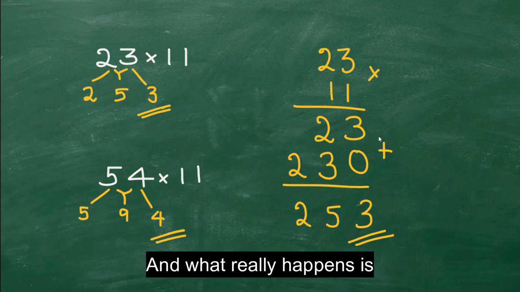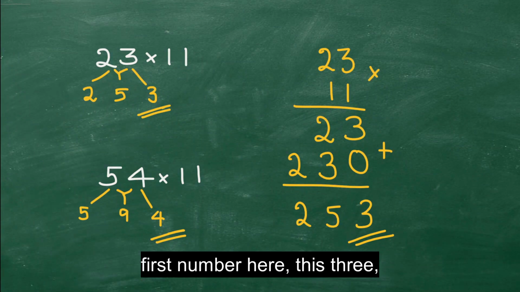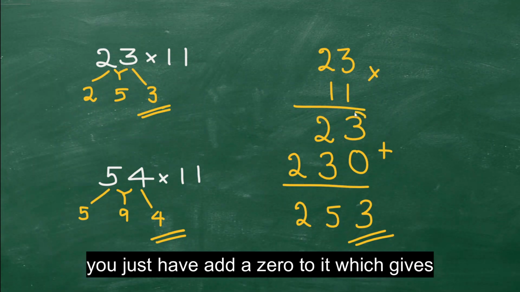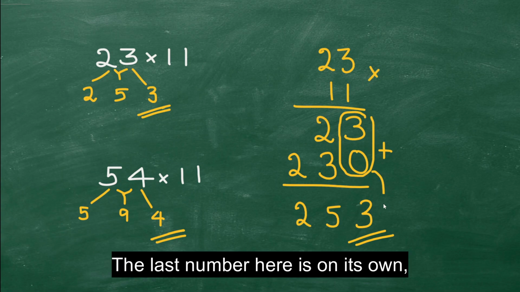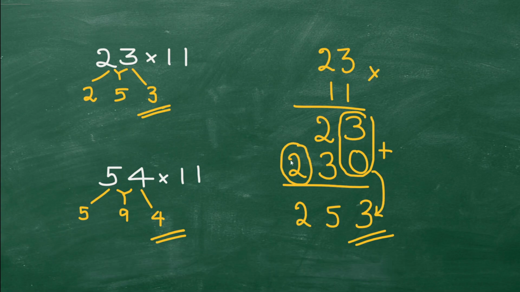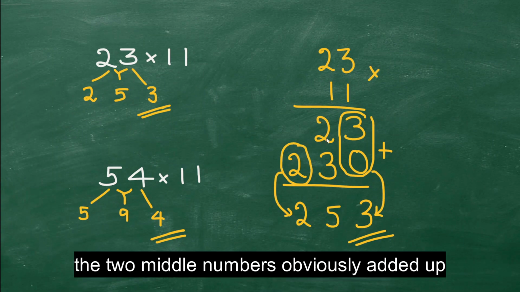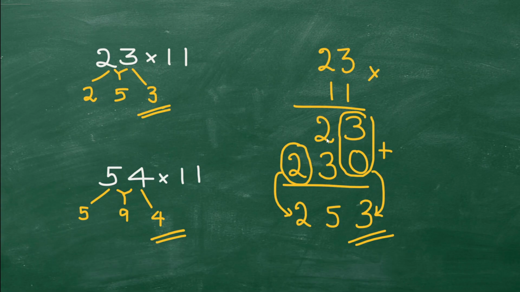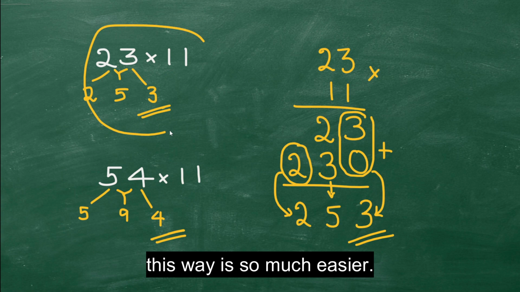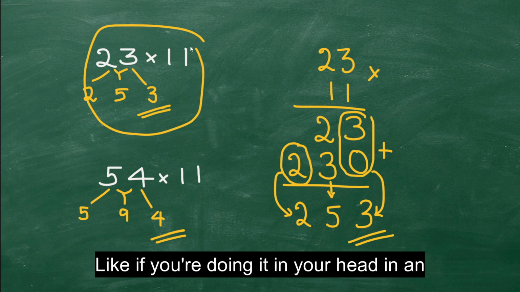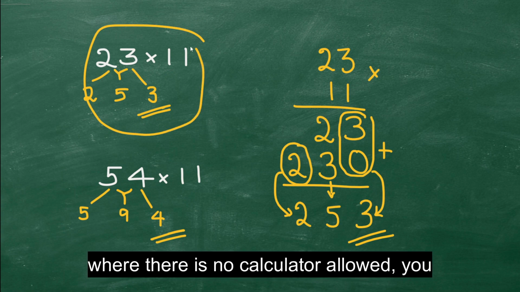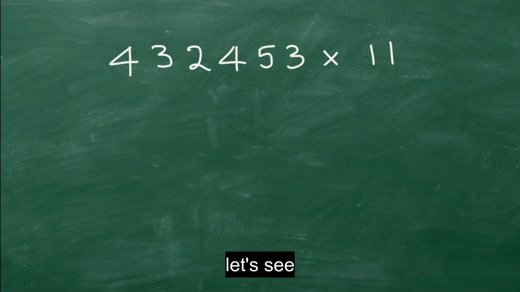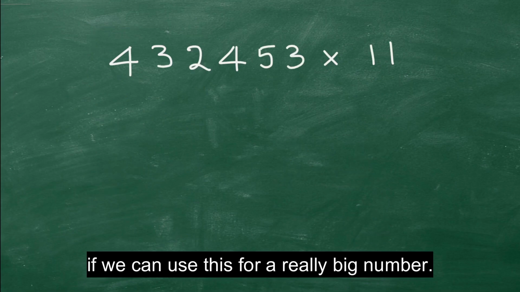And what really happens is, the first number here, this 3, you just have to add a 0 to it, which gives you literally the same thing. The last number here is on its own, and it's here. The two middle numbers obviously added up. 2 and 3 gives you the 5. Now that's exactly what we do, but this way is so much easier. Like if you're doing it in your head, in an exam, where there is no calculator allowed, you can use this technique.